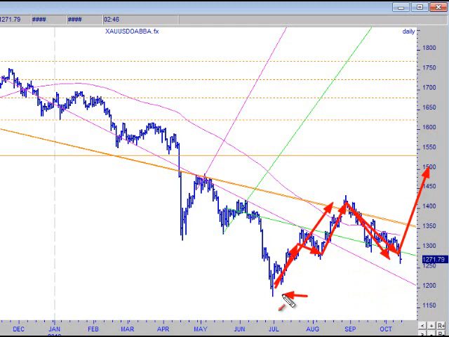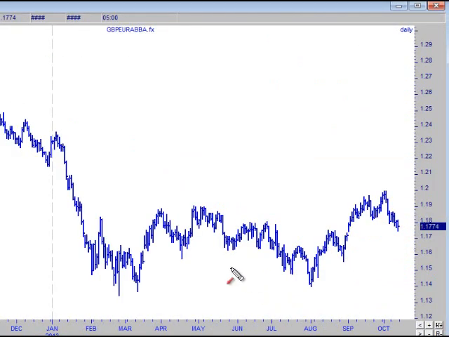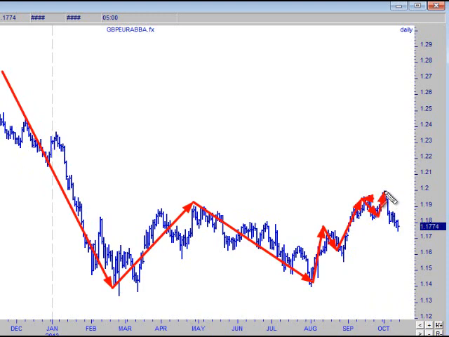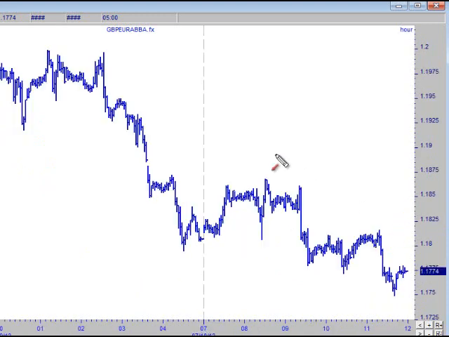We'll look at pound euro. Well, I gave pound euro as an alternative trade to pound dollar. Got a clear A, B, C, 5-wave C wave. So a nice clear pattern, and just going down at the moment. Let's have a look at that in a bit more detail.